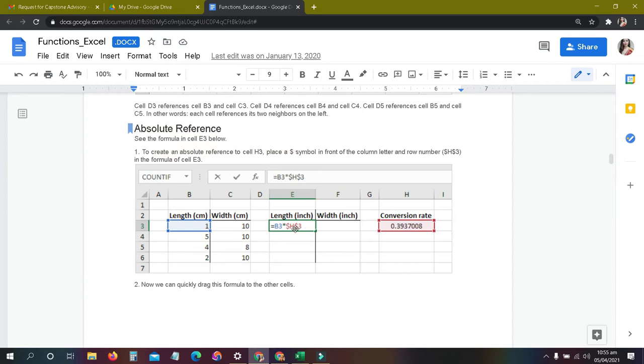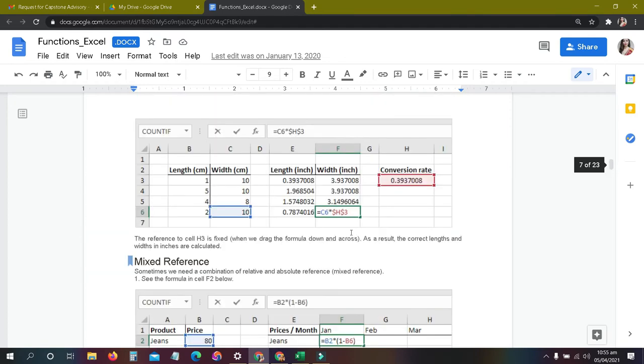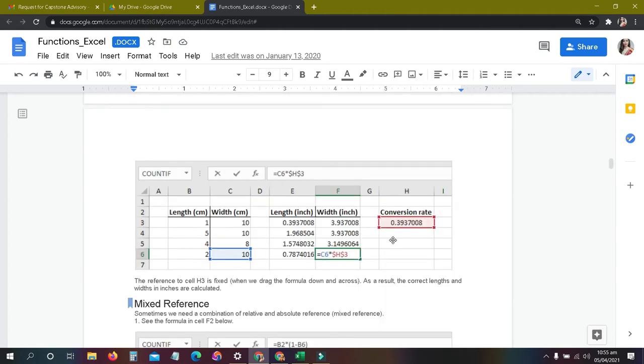If you apply this in the next cell, this becomes B4, of course, because you are going to get that one times, and it still refers here because it's absolute. Meaning, even if you drag this using the fill handle, it will not change here. This H3, cell H3, which is the conversion rate. This one is the conversion rate for the width, and it also applies the absolute reference.